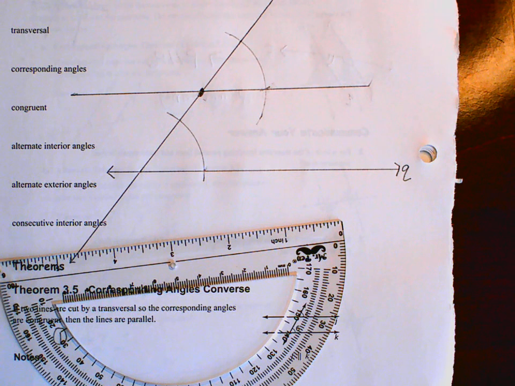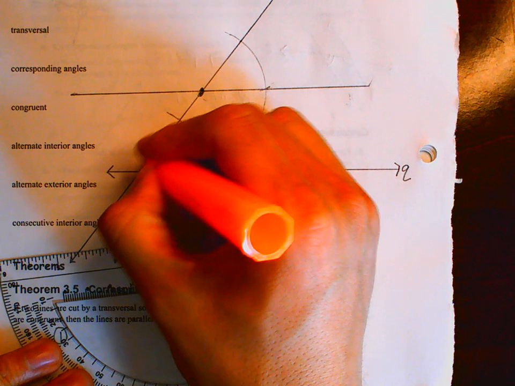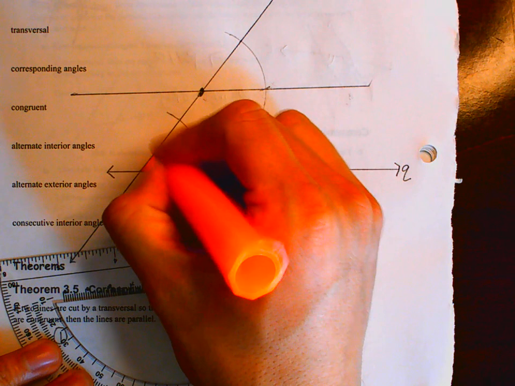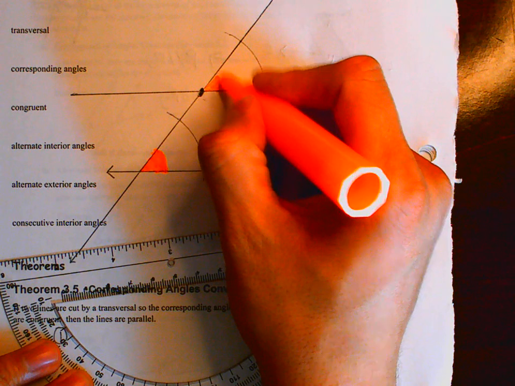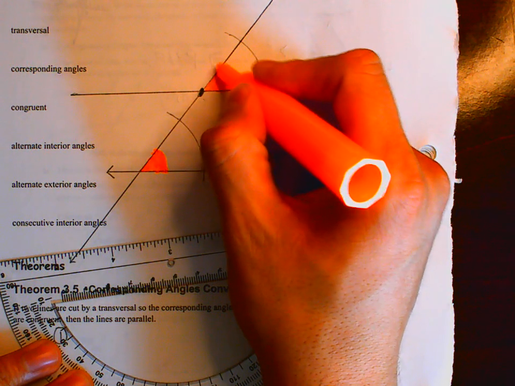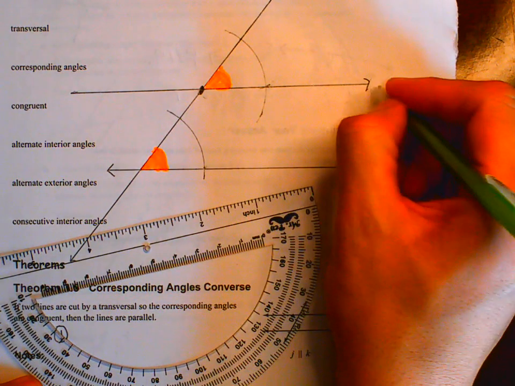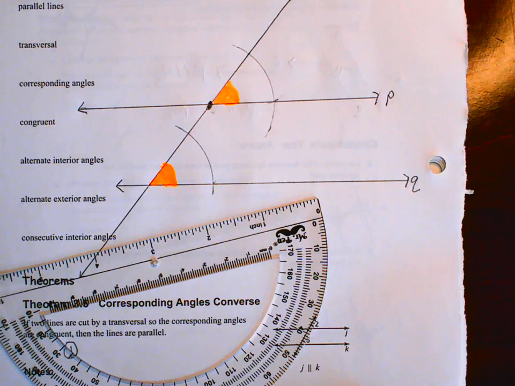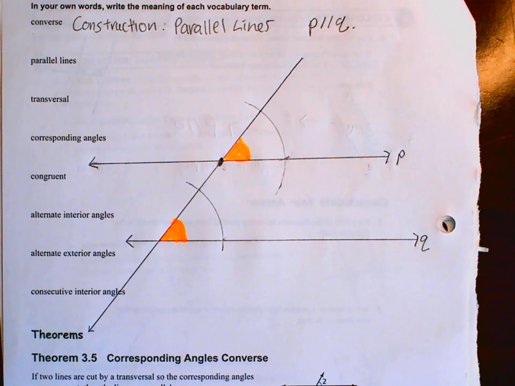So what I just did is I made a copy of this angle right here and this one right here. And these just happen to be corresponding angles and they're congruent. So that will imply that these two lines are going to be parallel. Okay, so we just did P parallel to Q. Okay, and that is our construction.